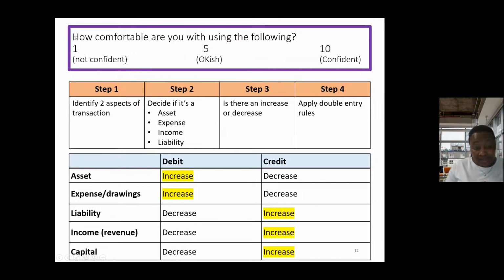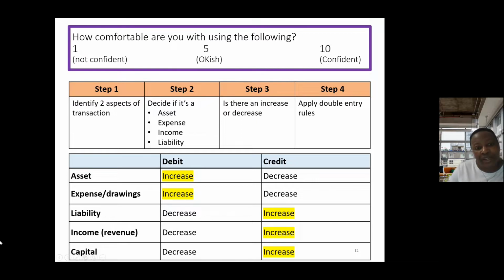Based on the examples that we have looked at, how comfortable do you think you are in following all of the 4 steps? The first one is you want to identify the 2 transactions. Is it cash, sales, withdrawals, trade receivables, trade payables, bank loan? What aspect of transaction is it? Which of the groups of accounts will you classify those transactions as? Is it an asset? Is it a liability? Is it an income? Then, has there been an increase or a decrease? And then you apply the rule.